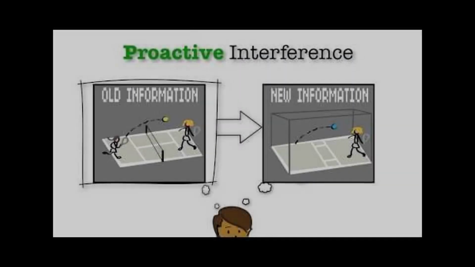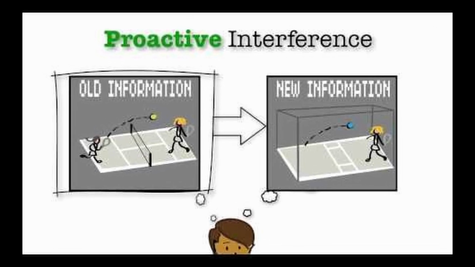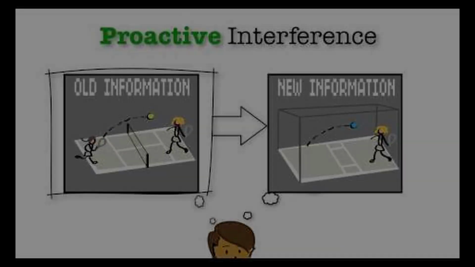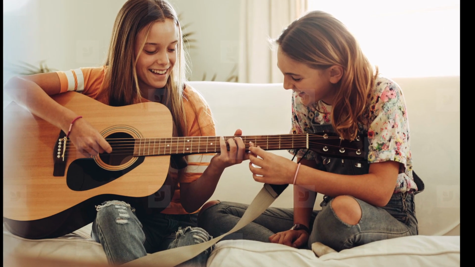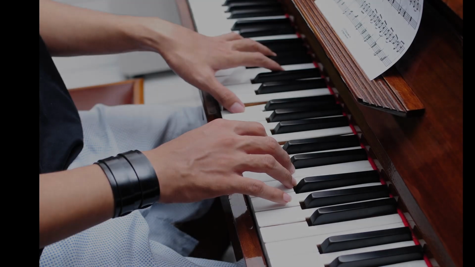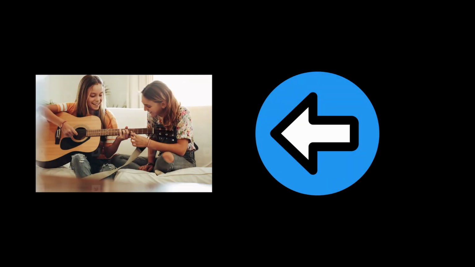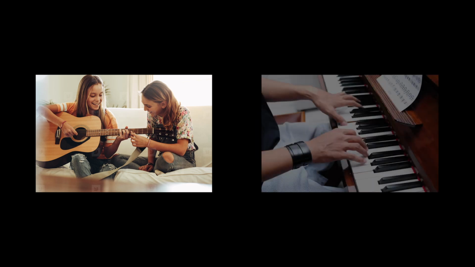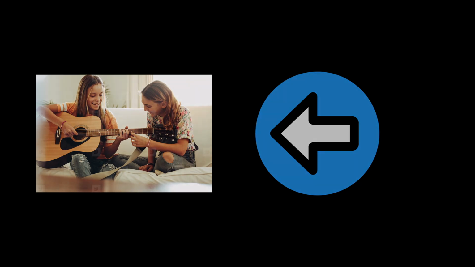Now, proactive interference happens when previously learned information interferes with the ability to remember newly acquired knowledge. So let's say you learn to play the guitar using a particular hand position for the chords. Later on, you decide to learn to play the piano, and the hand positions for the piano chords are different. Your previous knowledge of the guitar chords might interfere with your ability to quickly learn and remember the new hand positions for the piano. In this case, the old knowledge is causing proactive interference when trying to remember the new information.